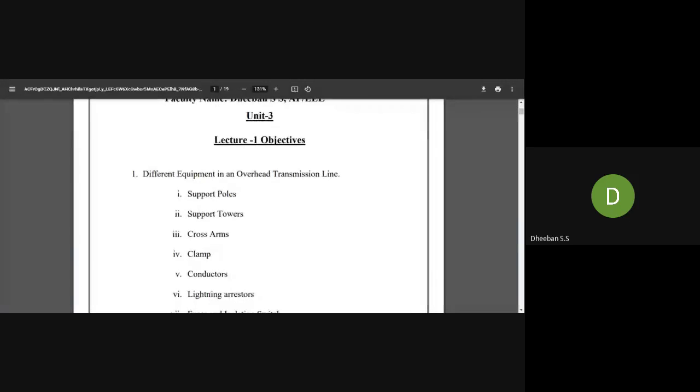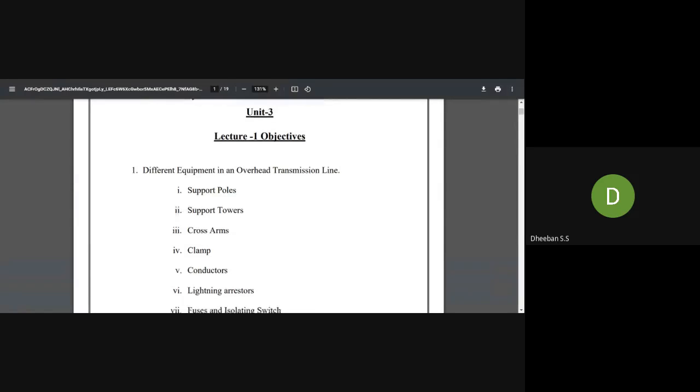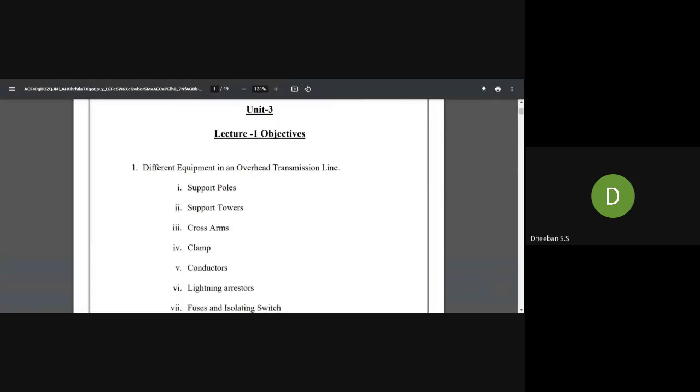line. Okay, so you already know in the first unit itself we have seen that there are two types of transmission line. One is your underground transmission line, and another one is your overhead transmission line. So in this unit, first we'll be seeing about the different equipment used in your overhead transmission line. Starting with the various equipment, first is your support poles. It is the pole structure, followed by the support towers. We'll be seeing each and every equipment pictorially.